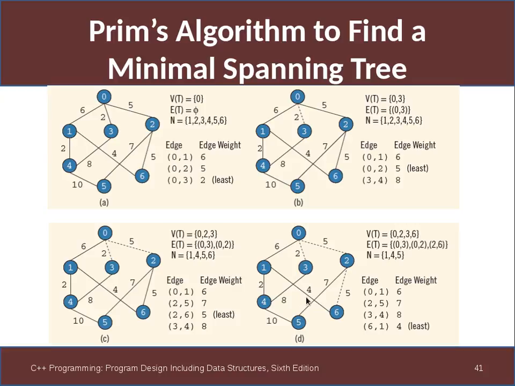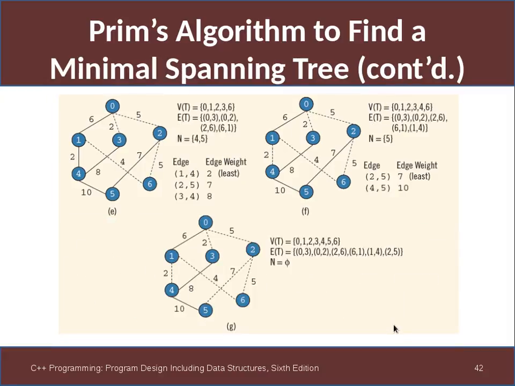So which one's the least? 6 to 1, right. So that's going to add which node to our list? 1. We're adding 1 because we're already at 6. But we need to add 1. And that's going to add the edge 6 to 1 with a weight of 4. So there's 6 to 1. Our vertices are 0, 1, 2, 3, 6.